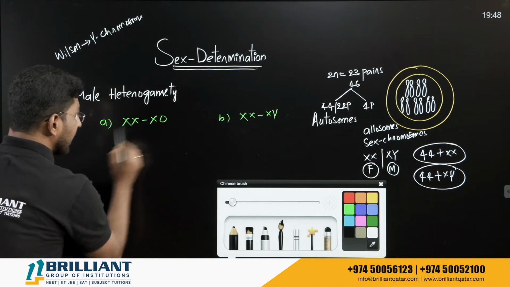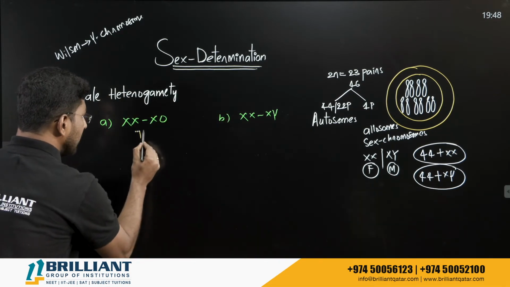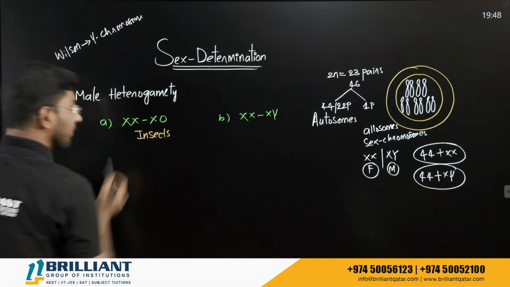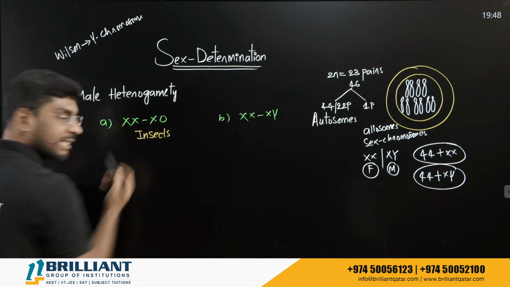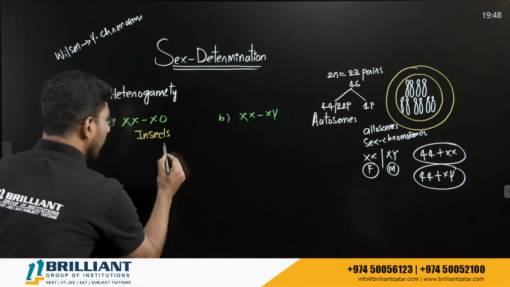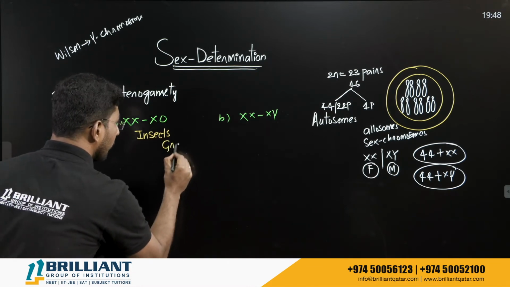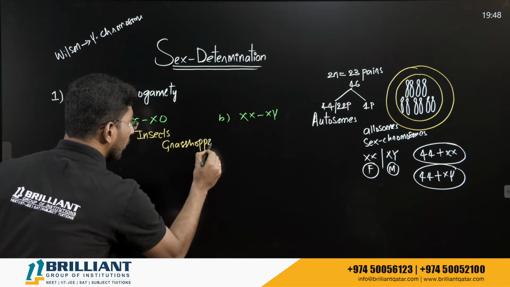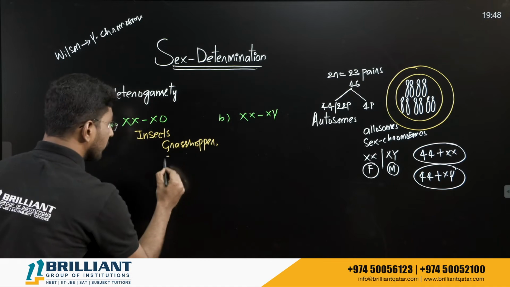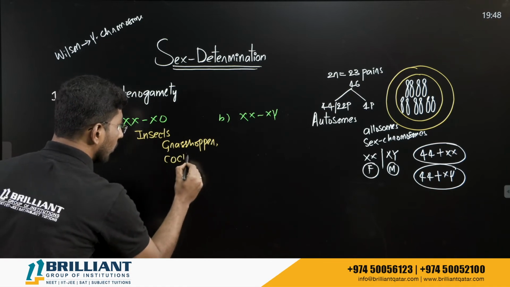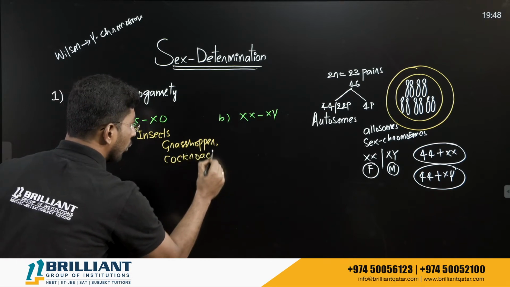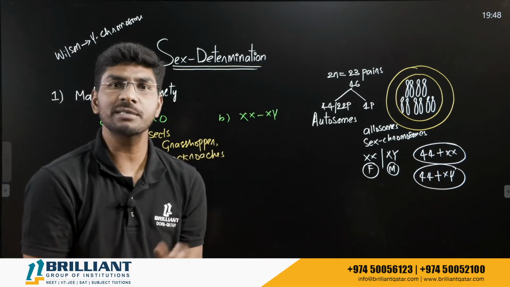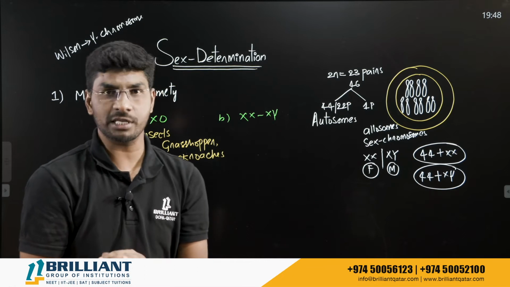The XX-X0 type, commonly seen in insects. What are the insects that show this XX-X0 type of sex determination? Number one, grasshoppers. Okay, next, cockroaches. This type of bugs, this type of organism shows this XX-X0 type of sex determination.